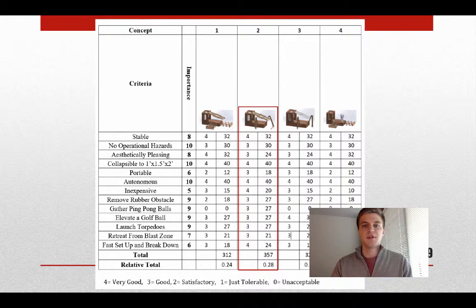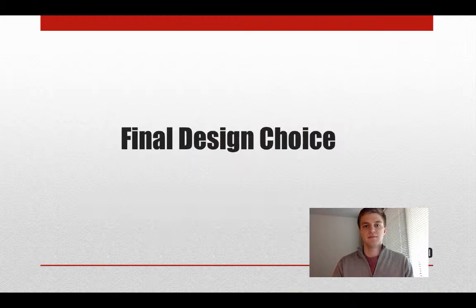In our evaluation matrix, you can see our 4 preliminary designs. Each of the preliminary designs are compared to one another using the customer requirements shown in our house of quality. The preliminary design that met the customer requirements from our house of quality the most and the best was preliminary design number 2. As highlighted, it has the highest total and the highest relative total. Thus, we are going to select number 2 as our final design.